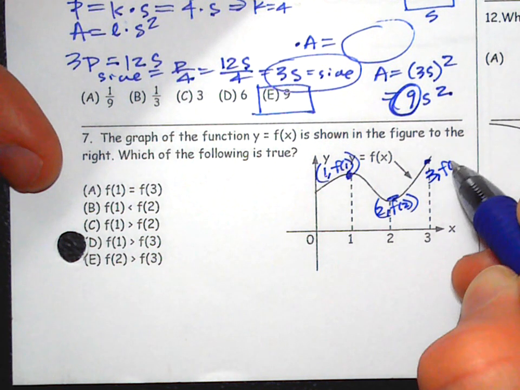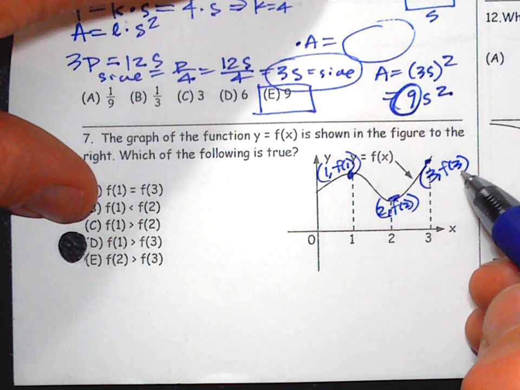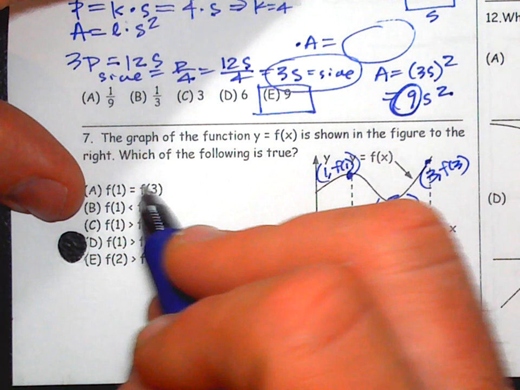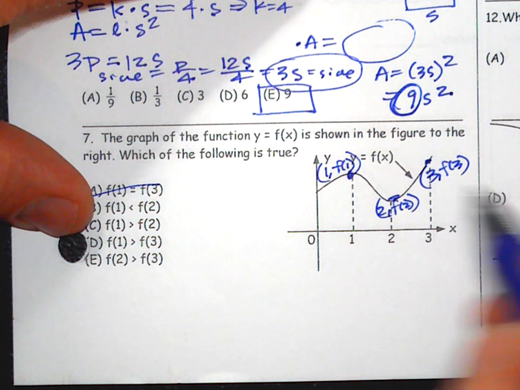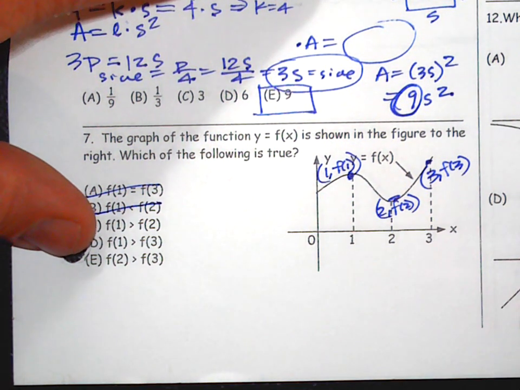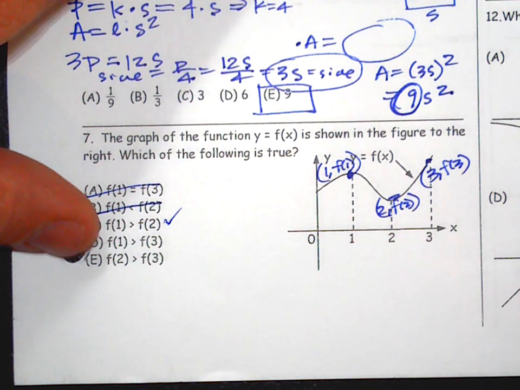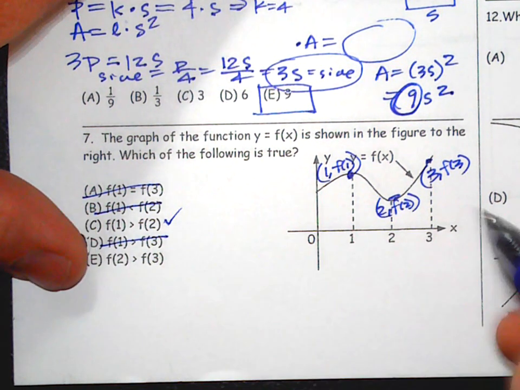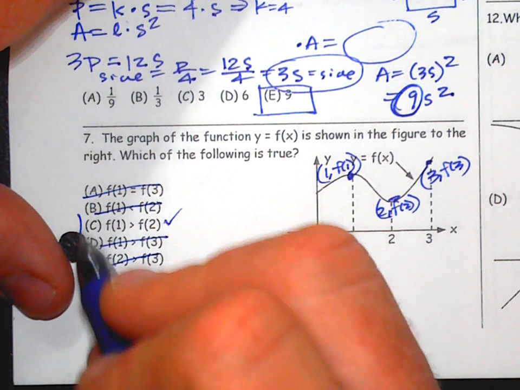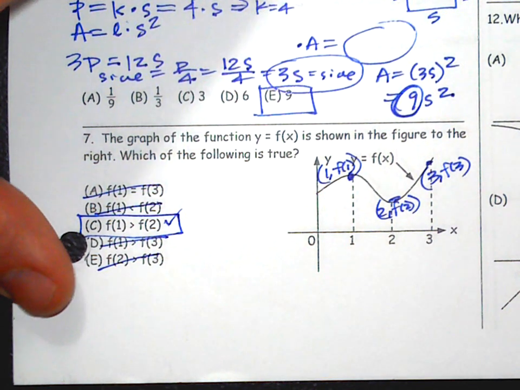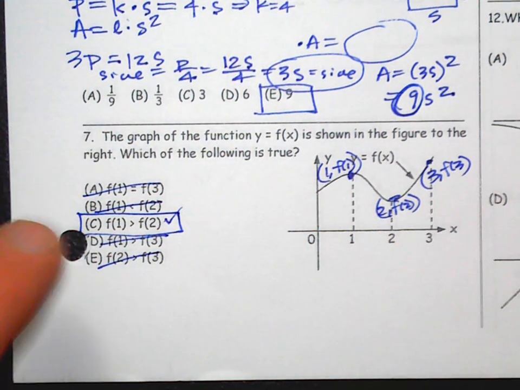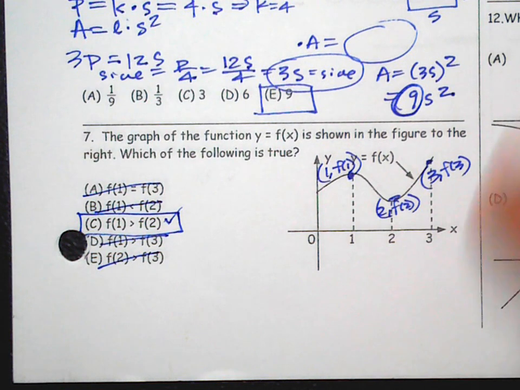I'm looking at these and it says f(1) is equal to f(3). It doesn't appear to be. f(1) is less than f(2). No. f(1) is greater than f(2). Yes. f(1) is greater than f(3). No. f(2) is greater than f(3). No. So we're just looking at the graph and deciding which one is higher. Now, greater than, less than, those are the y values. So I was looking at the height of the graph to make quick conclusions.